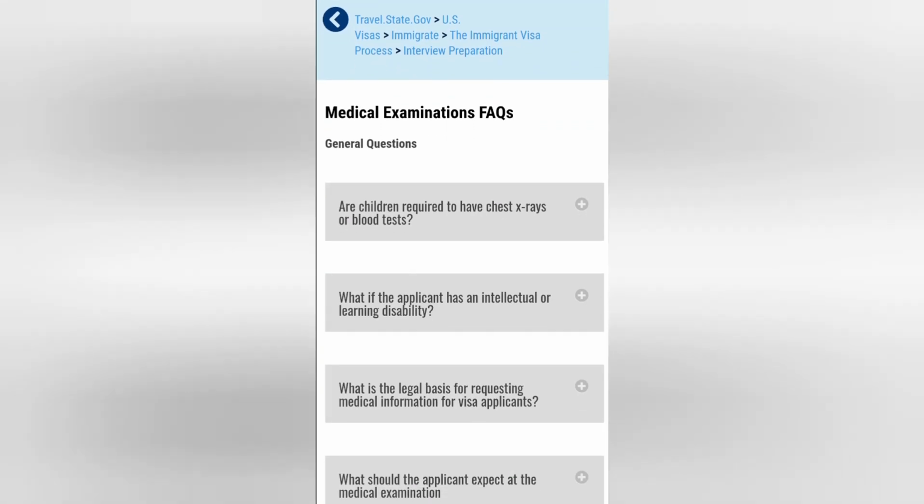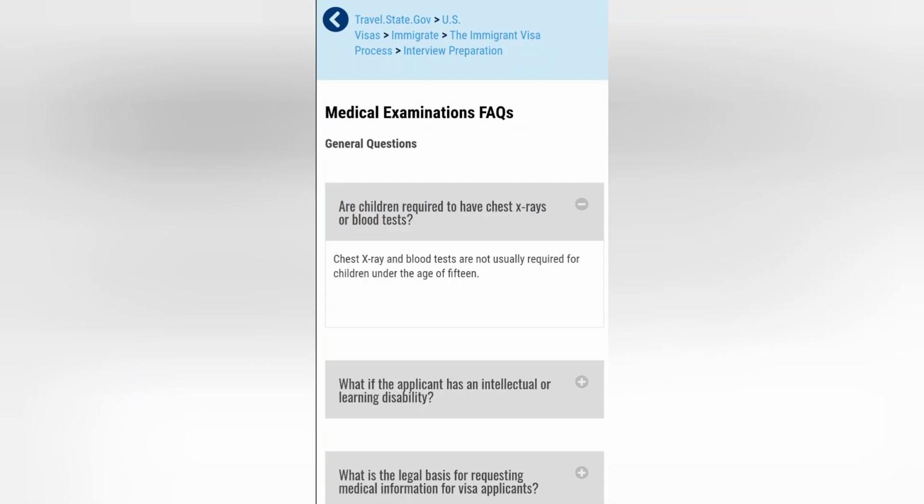Number one, are children required to have chest x-rays or blood tests? The answer is chest x-ray and blood tests are not usually required for children under the age of 15. So if your child is still below 15, they are not required to have a chest x-ray. The chest x-ray is with respect to tuberculosis, to see how far you're affected, and then they'll see if you require some treatment prior to traveling.